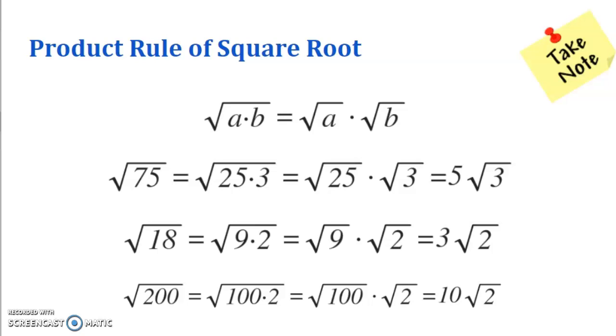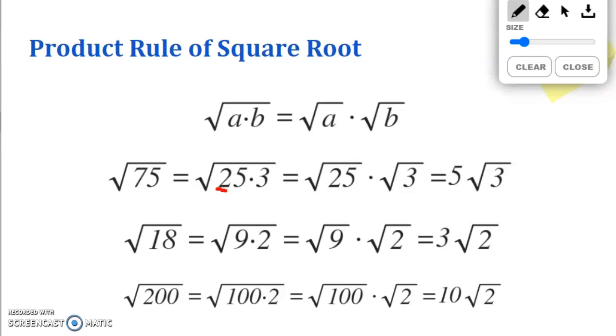What's square root of 9? That's a perfect square, and that's 3. Okay, times 2. So when we are looking for the product, we're looking for perfect squares. So 25 is a perfect square, 9 is a perfect square, and 100 is a perfect square.